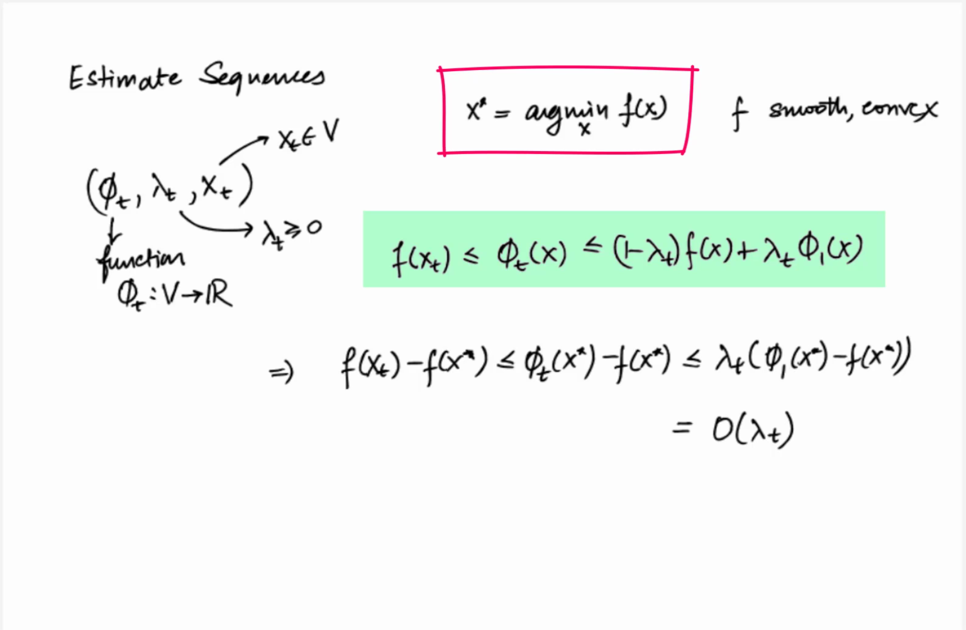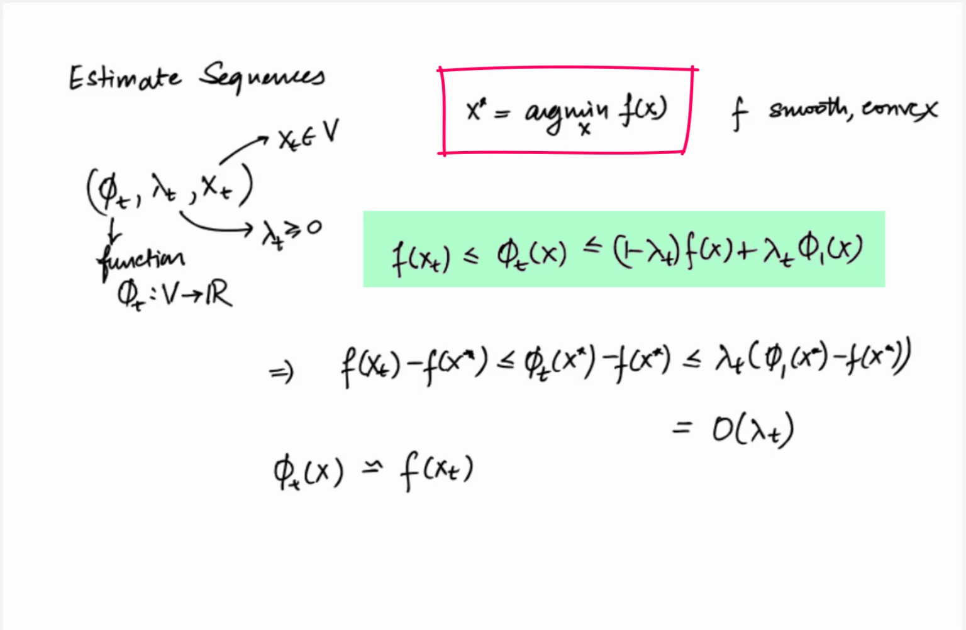So the intuition for phi t of x should become clear from this relationship. We can say that phi t are essentially approximating f, and the quality of the approximation gets better and better with t. Note that the right hand side depends on x star, so it is a constant with t, and therefore the optimality gap is order lambda t. So in other words, we can find an estimate sequence where lambda t decays as fast as possible. Then we can immediately obtain the required convergence rate.